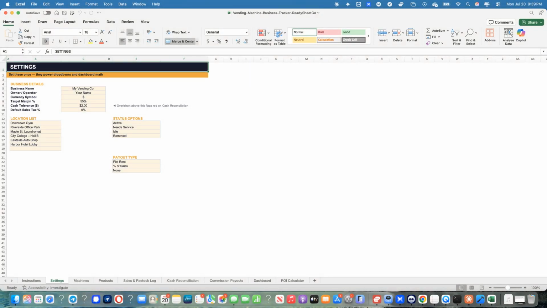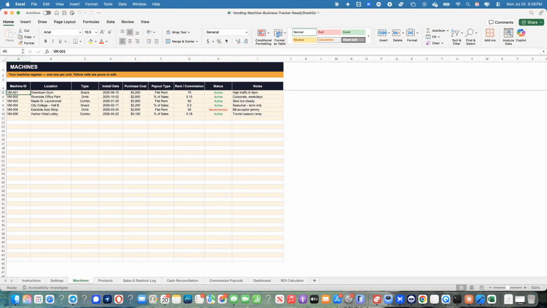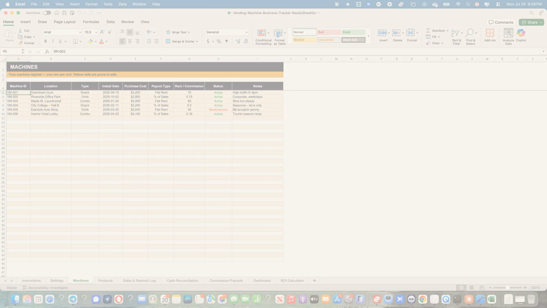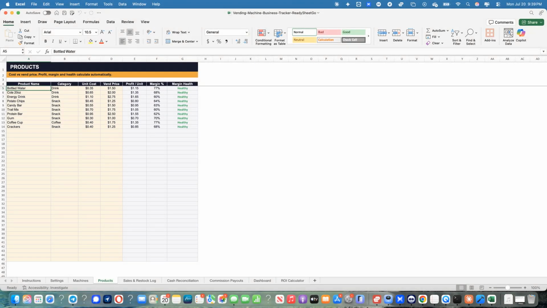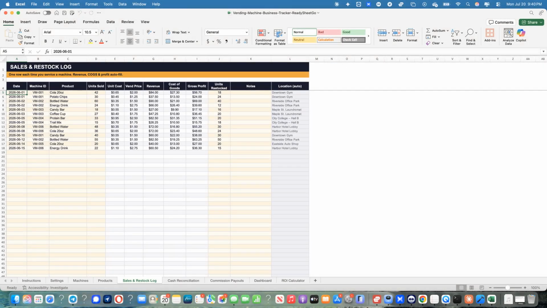Start on Settings. Your business details, your commission defaults, and your tracking year entered once. The Machines tab lists every machine, where it sits, what it cost you, and when it went in. The basis for every per machine number later. Products holds your cost and sale price per item, so your margin per line is set before anything sells.